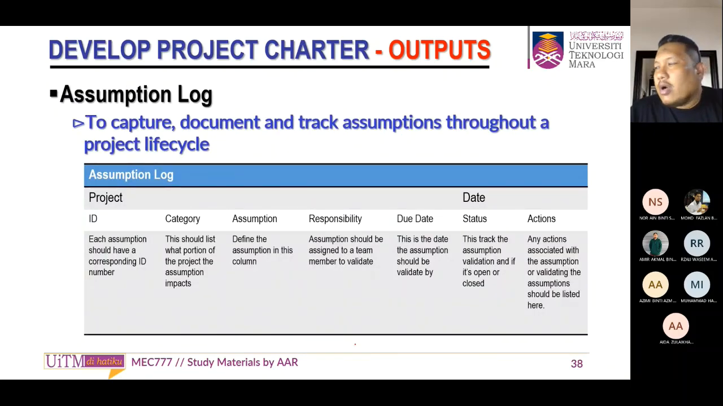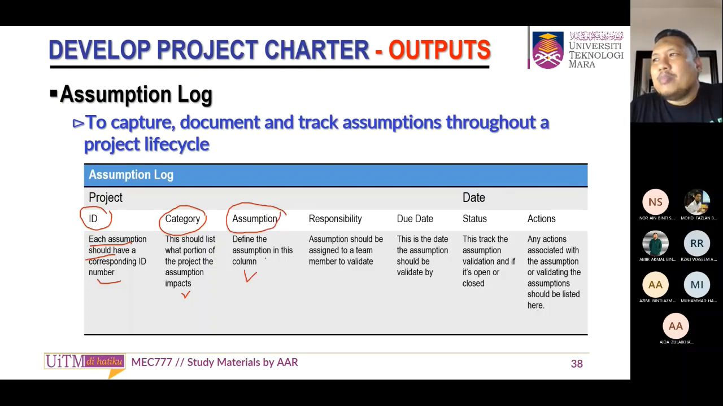All right, the next output is the assumption log. What are we going to log? To capture and track the documented assumptions throughout the project lifecycle. First in the assumption log, we put the ID. Each assumption should have a corresponding ID number. And then the category, which should list what portions of the project the assumption impacts. And then we define the assumption in this column.